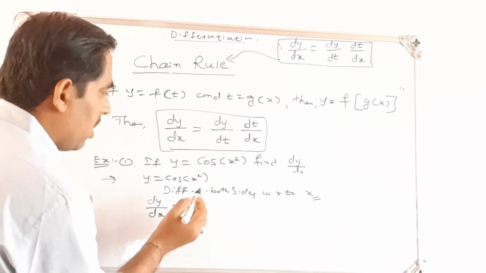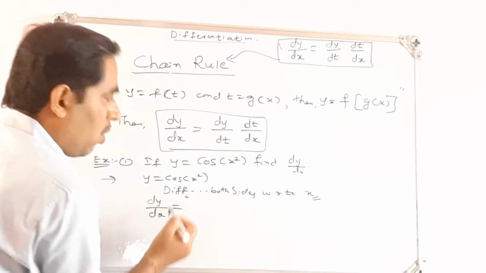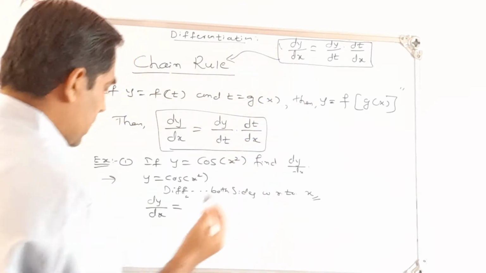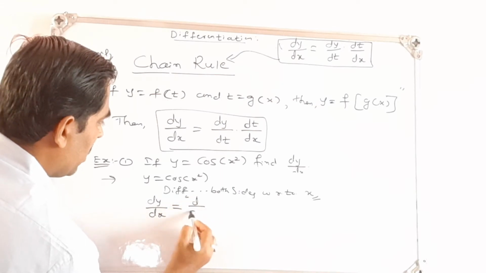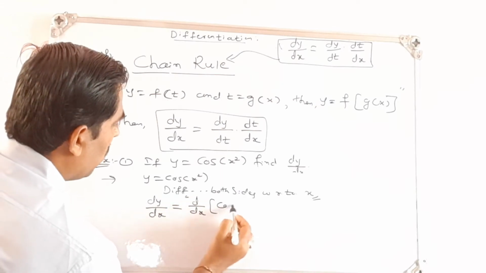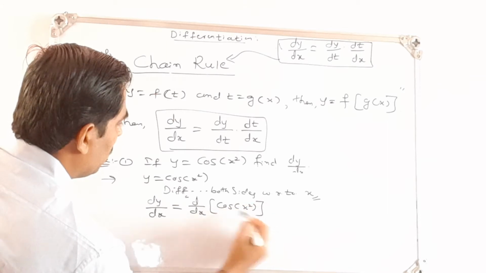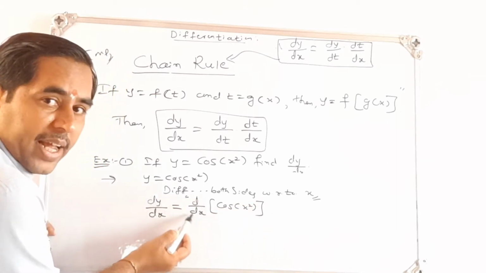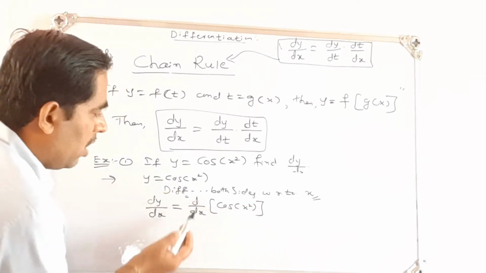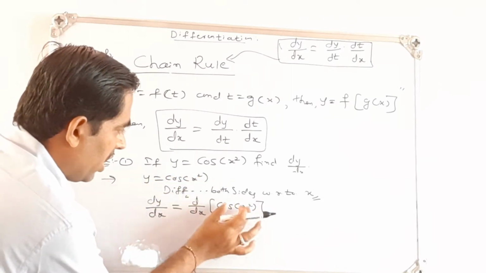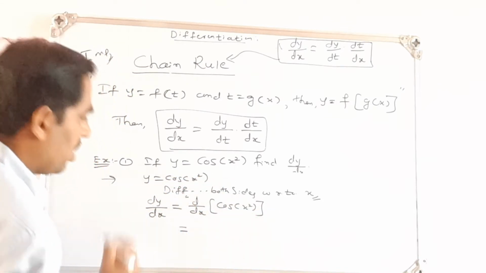Then on the right hand side, differentiating means what? We have to apply d by dx. So I will write d by dx of whatever the function given here is. I am applying the differential operator d by dx on whatever the quantity is given, cos x square.